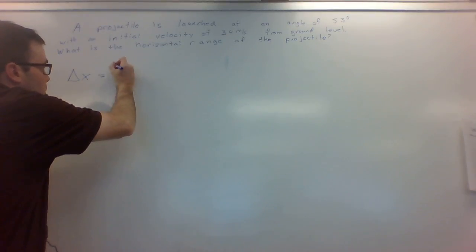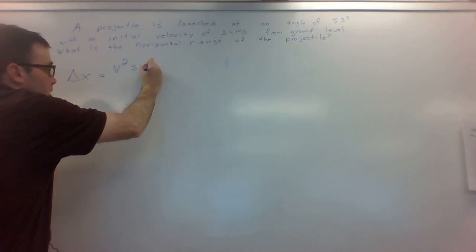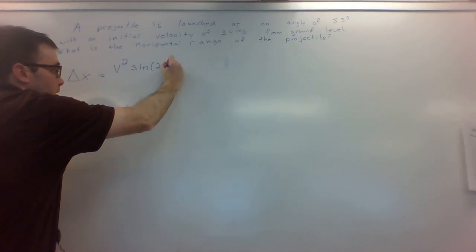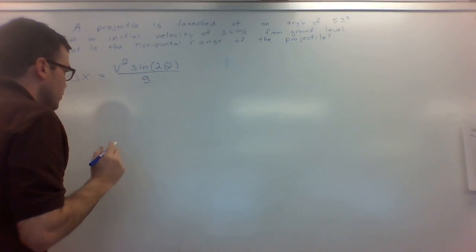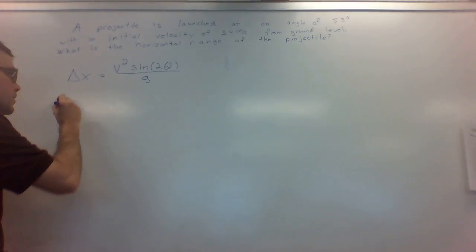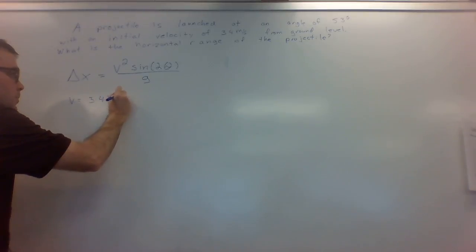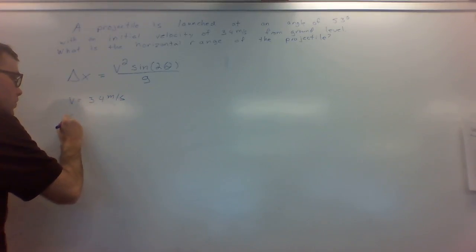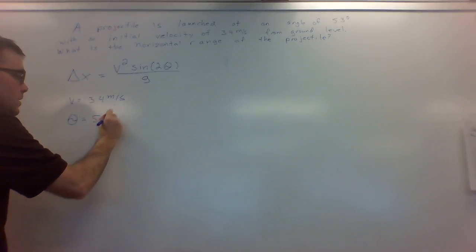So that's delta x, which is our range, equals our initial velocity squared times sine of 2 times the angle it's launched at, all over g, which is our acceleration due to gravity. So what we know here is we know our initial velocity is equal to 34 meters per second. We know the launch angle is equal to 53 degrees.